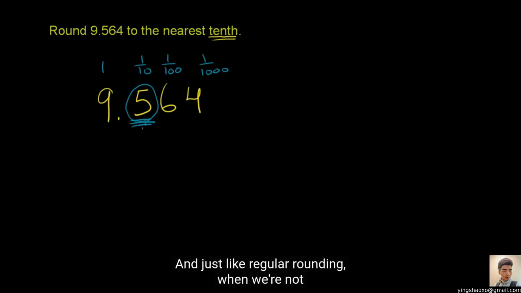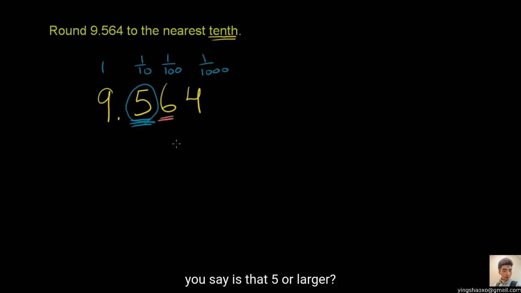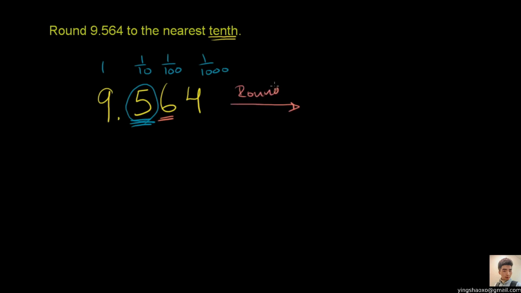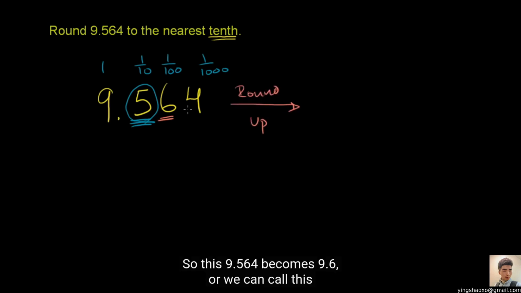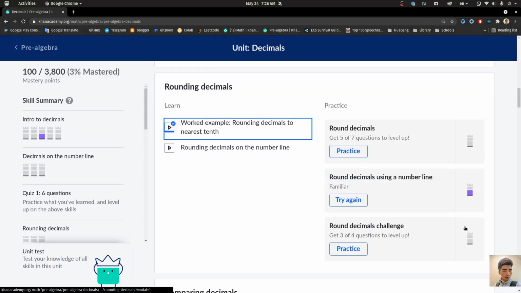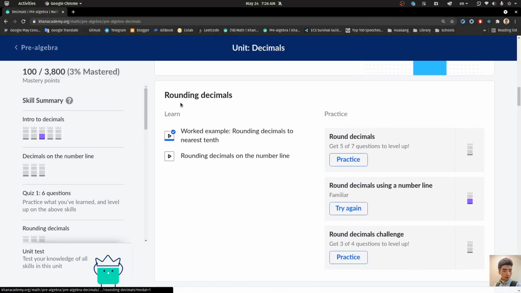And just like regular rounding, when we're not dealing with decimals, you look at one place to the right, or one place lower, and you say, is that 5 or larger? If it is, you round up. If it isn't, you round down. 6 is definitely 5 or larger, so we want to round up. So this 9.564 becomes 9.6, or we could call this 9 and 6/10. Then we're done. That's basically the idea of decimal rounding.